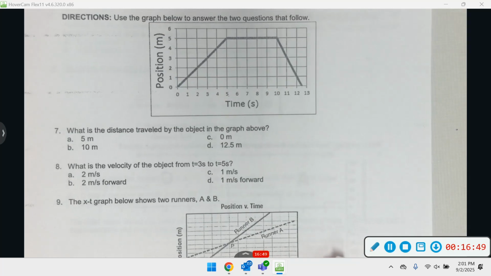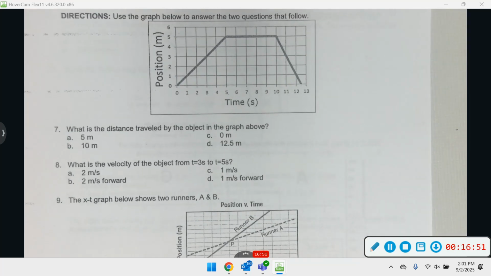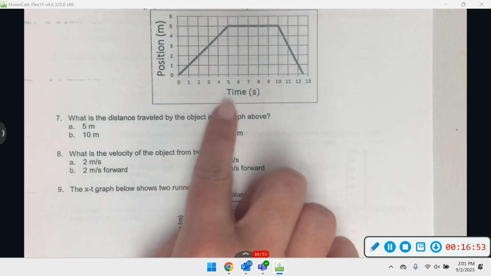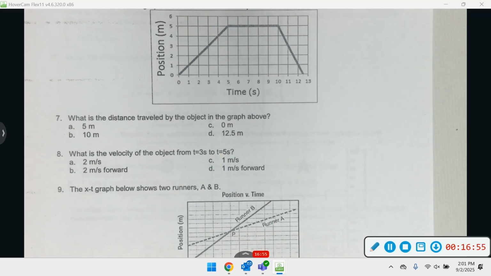All right, this graph goes with number 7 and number 8. It is a position time graph. Please pay attention to what type of graph you have. The last graph was a velocity time graph, not the same thing. Okay, so now we have a position time graph.